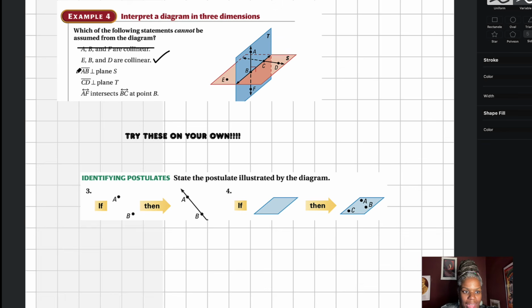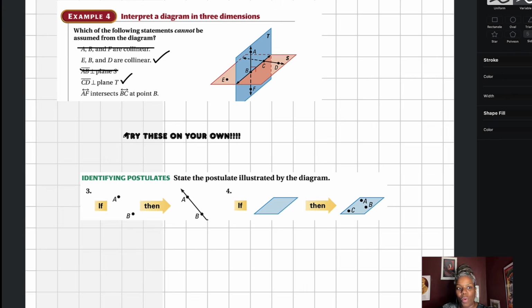Let's look at this next one. Segment AB, that's right here, is perpendicular to plane S. Well, we see segment AB is perpendicular to this line in plane S, so that gives me the right and the ability to say that it is indeed perpendicular to plane S, so that is not one of the statements that we can say is not true. Let's go ahead and look at this next one. We've got segment CD. Can we say that it's perpendicular to plane T? We don't have that little perpendicular 90-degree angle situation. I don't know anything about this relationship. So this is one that I could say, yep, I can't assume it from this diagram.